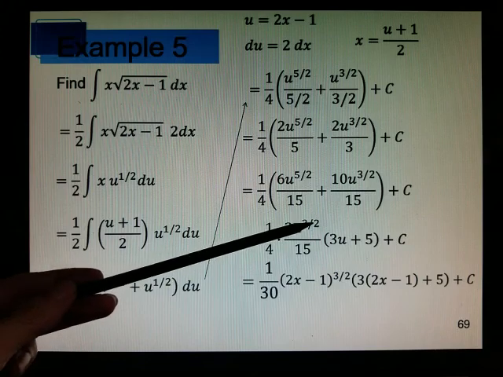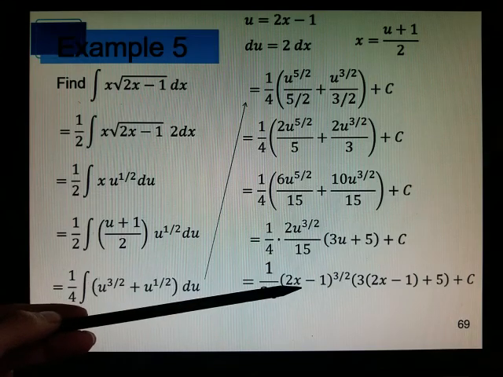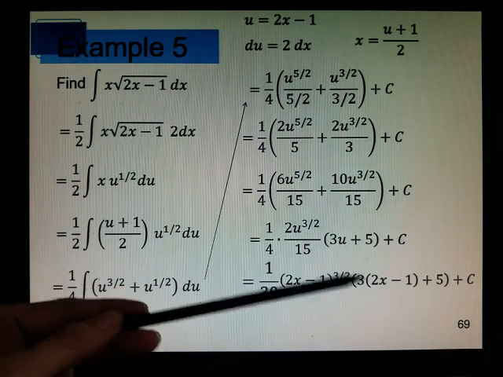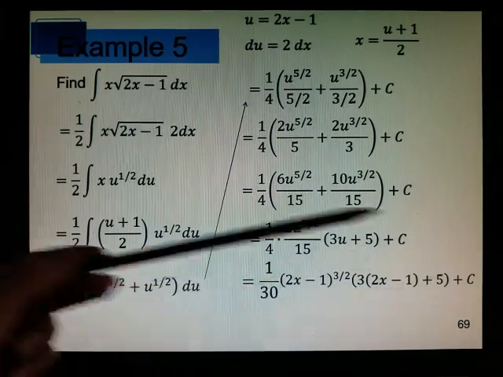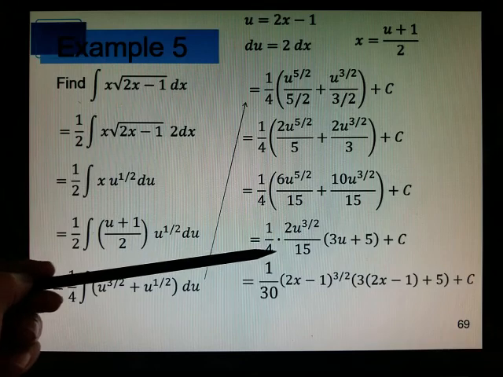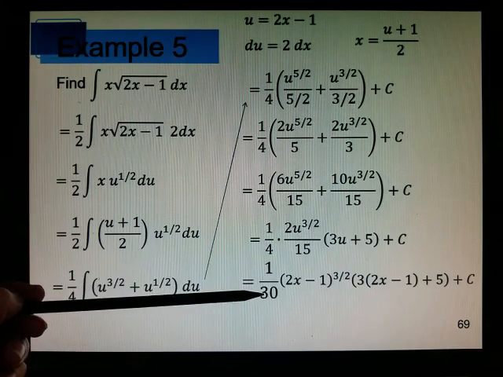So there's the u to the 3 halves. That's 2x minus 1 to the 3 halves. 3 times my u, which was 2x minus 1. Then there's the plus 5. There's the plus c. Again, 2 went into 4 twice. 2 times 15, that's where the 30th came from.